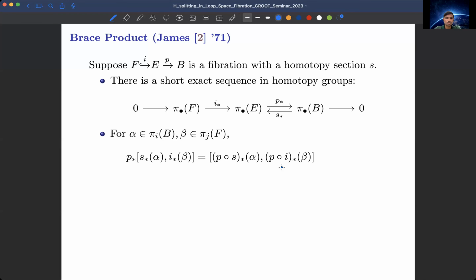This becomes 0, and this P composed with S, as S is a homotopy section, is homotopic to the identity. So that induces the identity map in the homotopy group. So this P composed with S star is just the identity.